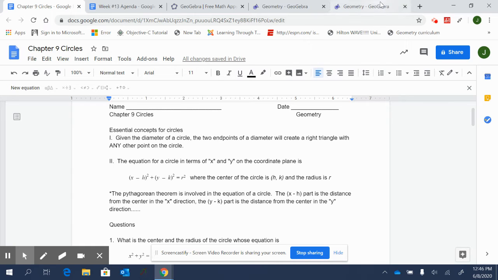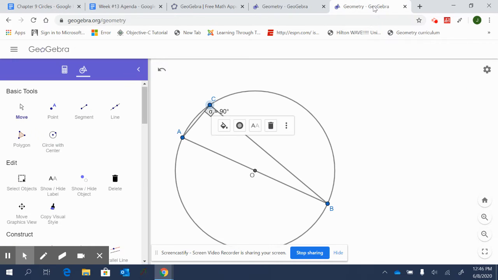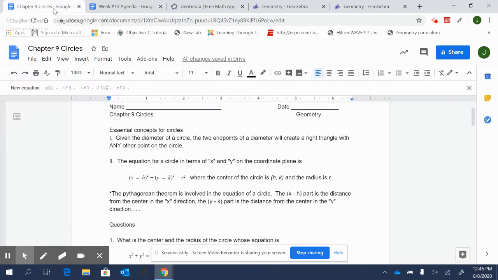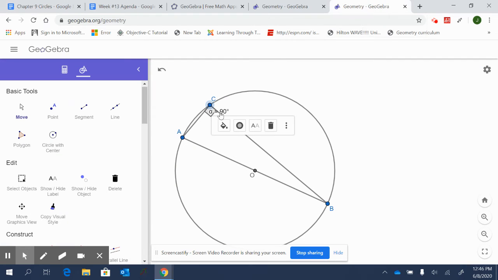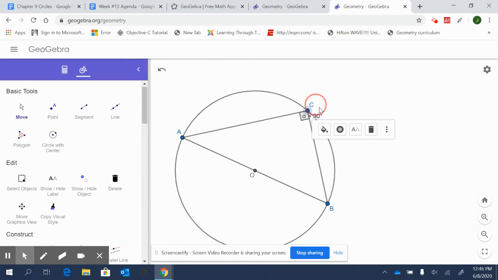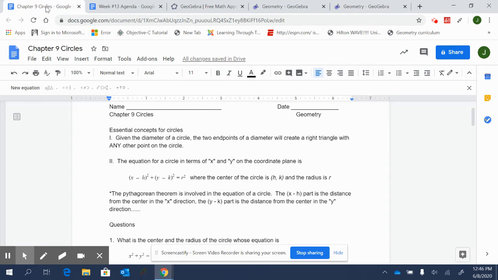So you're given a diameter of the circle, which is AB. So the two endpoints of the diameter are A and B. And then if I choose any other point on that circle created by that diameter, it's going to guarantee that I get a right triangle.